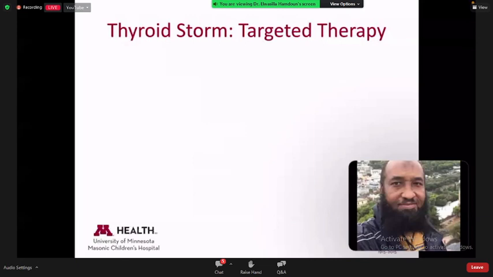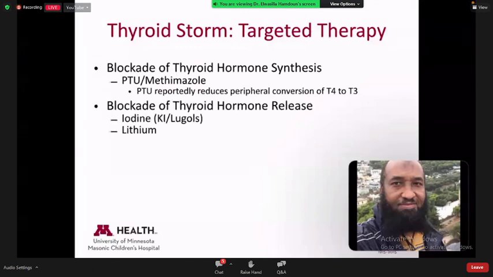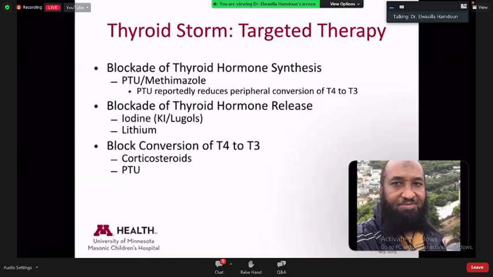Now, you want to treat it promptly, and remember, you're going to work on different lines. You want to use medication that can block the synthesis of the thyroid hormones, like methimazole. But remember, this medication takes longer than you expect to have an effect. So you start with it, but you don't rely on it because it's going to take days to start working. You can use Lugol's, which can block the release of the thyroid hormones. Lithium, some people use it; I don't recommend it. Blocking the peripheral conversion of T4 to T3 is very helpful.